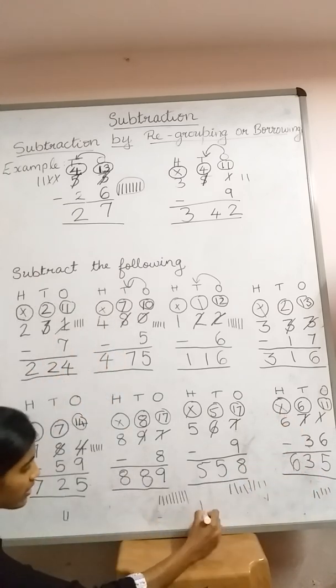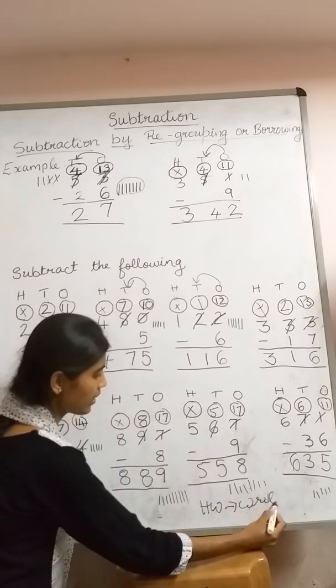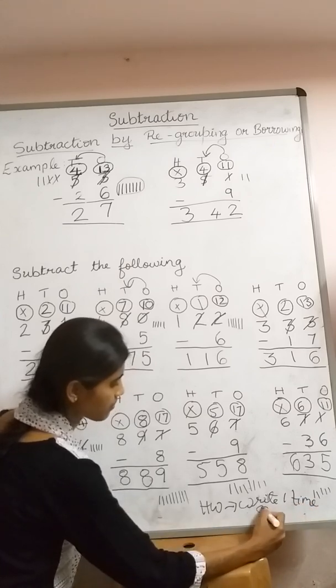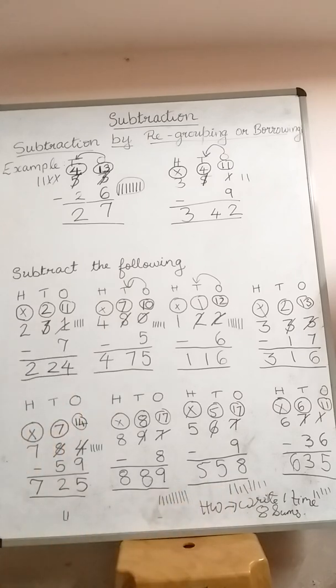So homework is to write 1 time in your notebook and textbook. Only 8 sums. Only these 8 sums you need to write 1 time in your notebook and textbook. Did you understand? I hope you have understood. So kindly concentrate and do the borrowing sums properly.